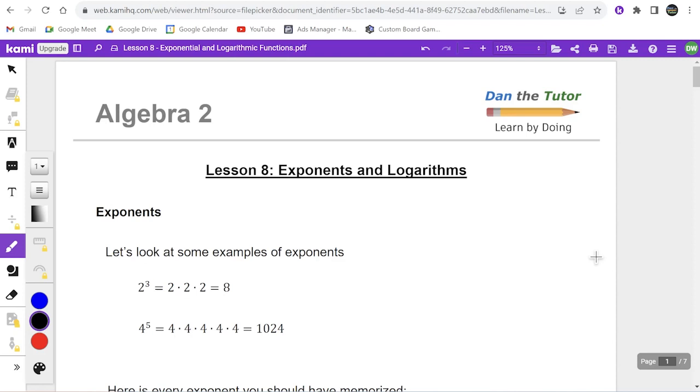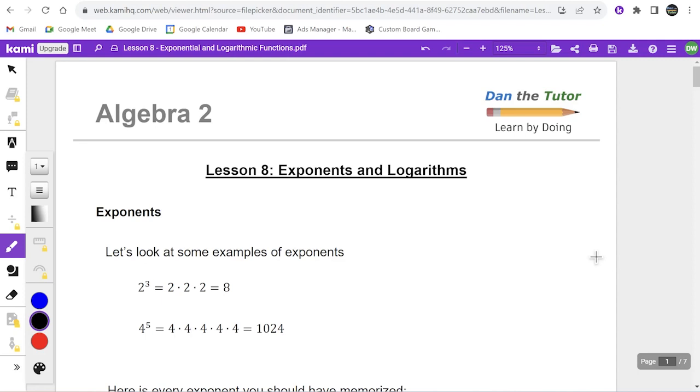Today is going to be Lesson 8, Exponents and Logarithms. This is going to be the last week out of our 8-week course. So after today and after you do the homework, that's basically it, and I hope you have a great rest of your summer. But we are going to end on a good one. Honestly, a kind of short lesson today, but a good one nonetheless.